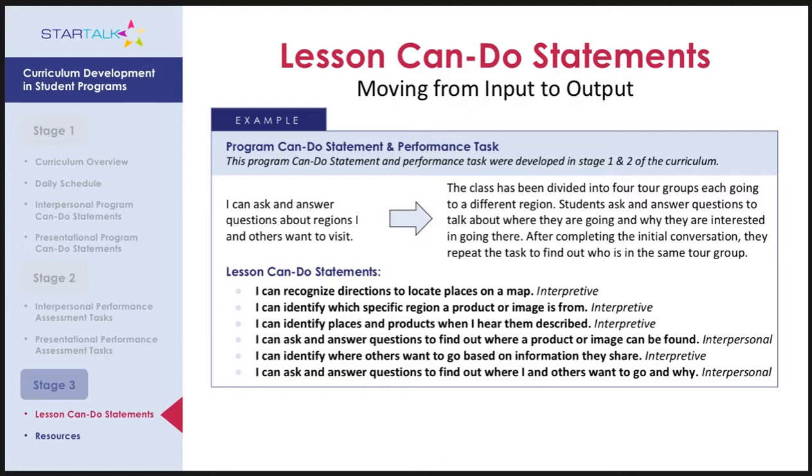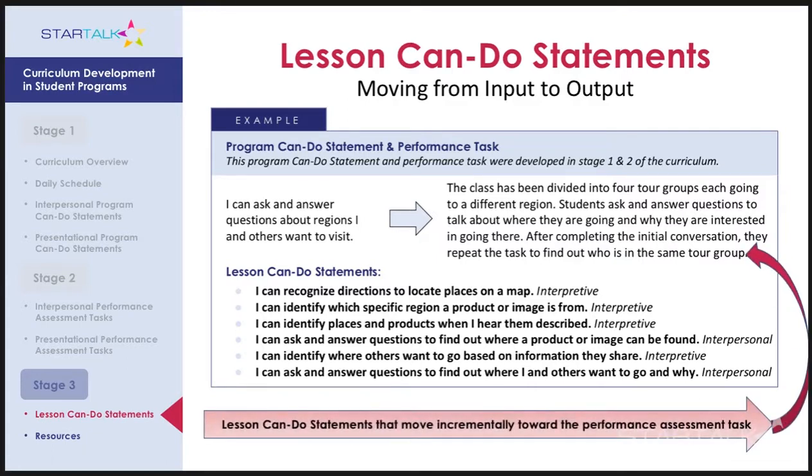Here, programs are asked to copy the program can-do statement from stage 1, to copy the performance assessment task from stage 2, with the visual reminder of what the overall goal is and how evidence will be collected that that goal has been met. The program can then create a meaningful sequence of lesson can-do statements that move incrementally toward the performance assessment task.